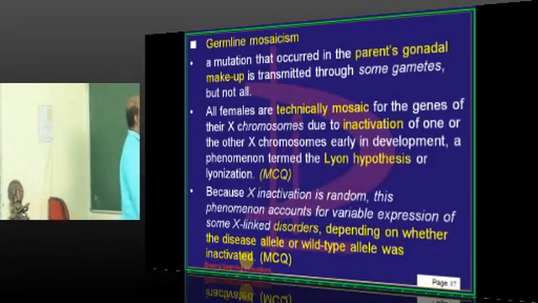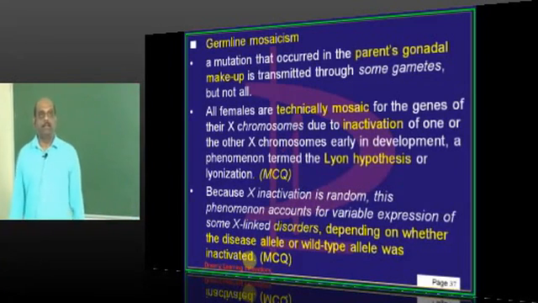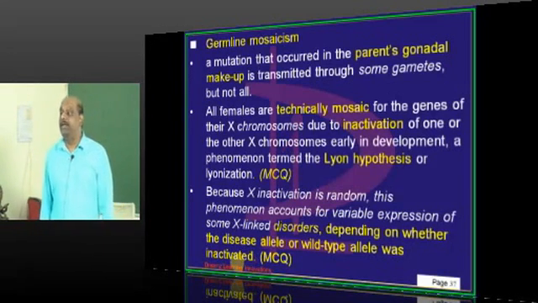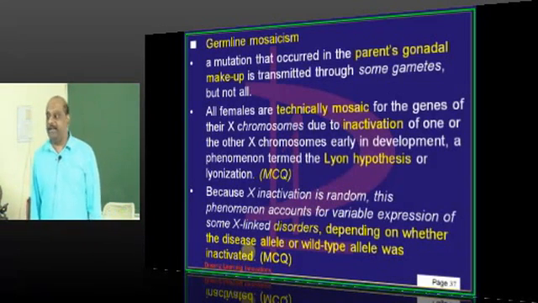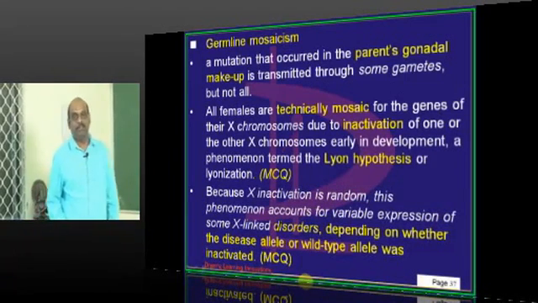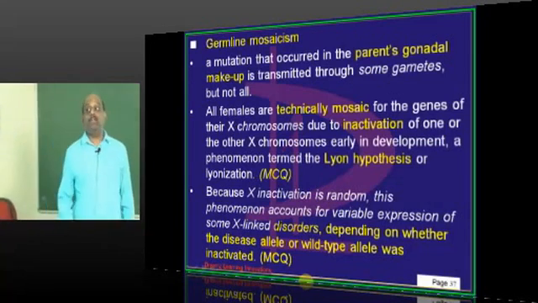So, Lyon's hypothesis. But which of the two X chromosomes will undergo inactivation? Is there any definite mathematical rule for that? No, sir. It is very random X inactivation which will occur. So that is the reason for what will happen.